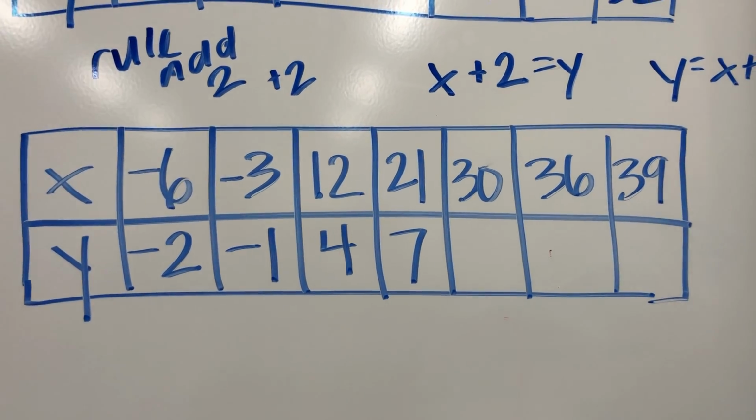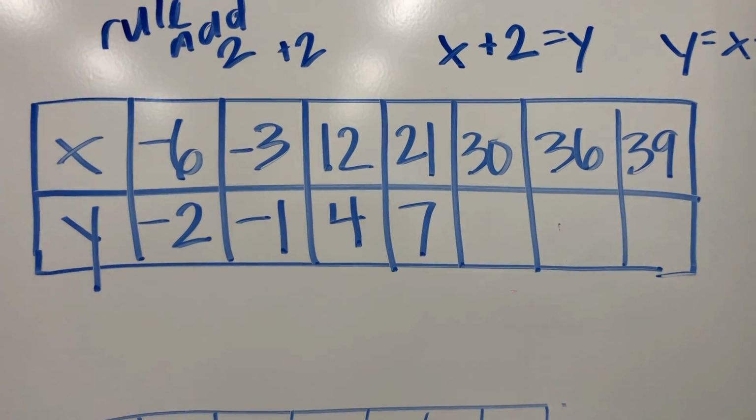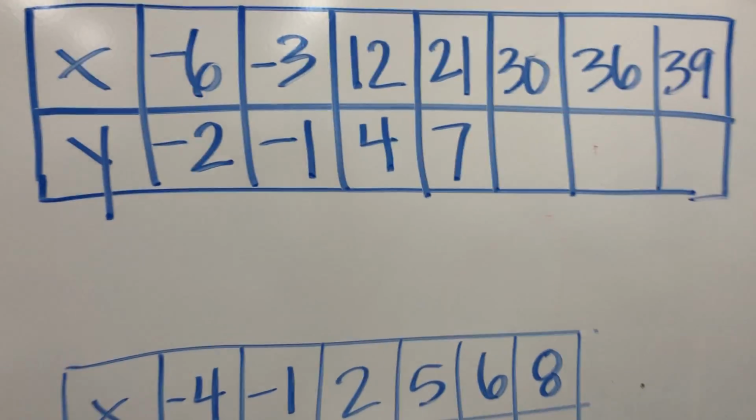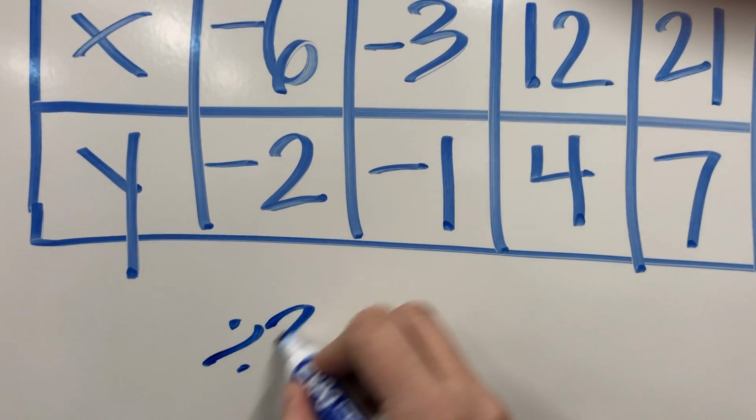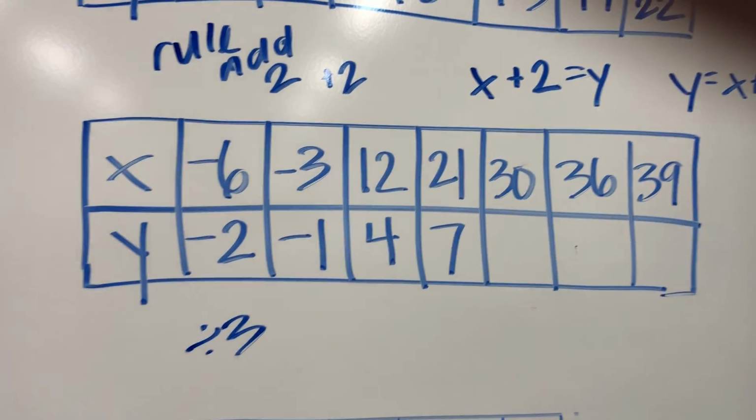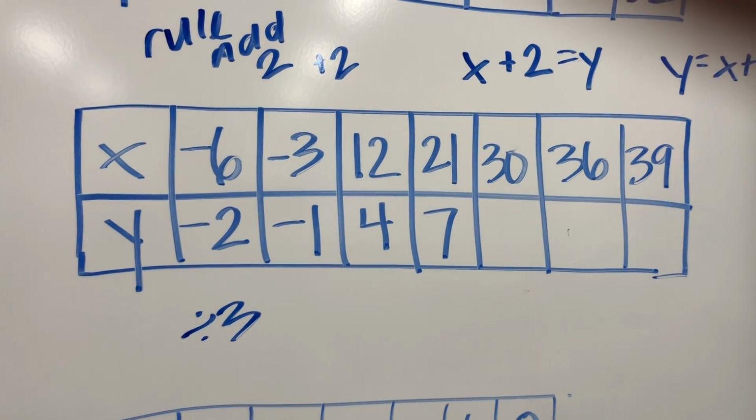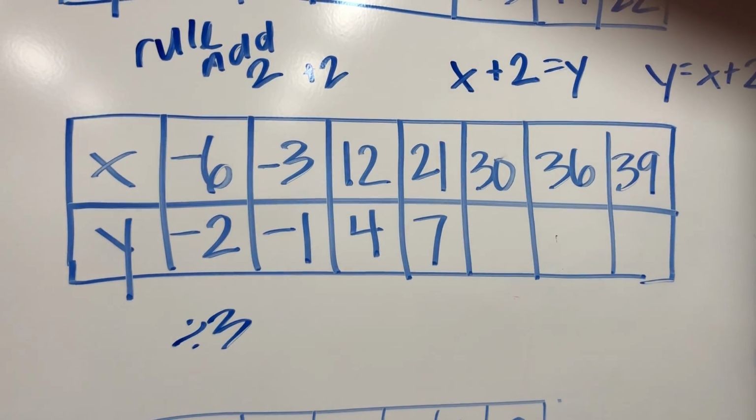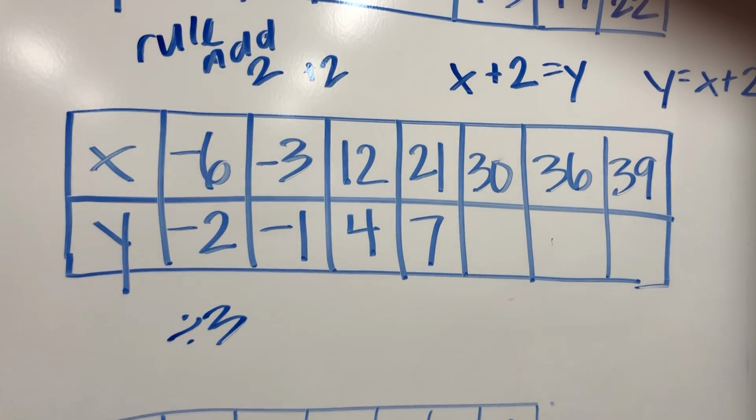Now in this one, after we do some examining and figuring out what's happening, our rule is that we are dividing by 3. Check to make sure that it works. -6 divided by 3, yep, -2. -3 divided by 3, yep, -1. And we can work our way through there.